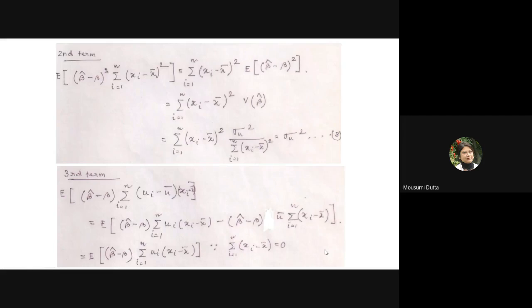Everyone? Why am I splitting it into two parts? Because since u bar is a constant, I can write it as summation (xi minus x bar), and that is equal to 0. This is n x bar minus n x bar, so it is always equal to 0. So it is expectation of (beta hat minus beta) into summation ui into (xi minus x bar). Okay.